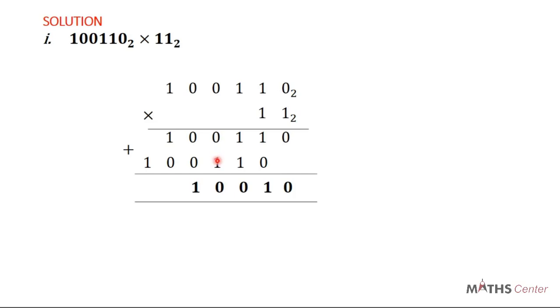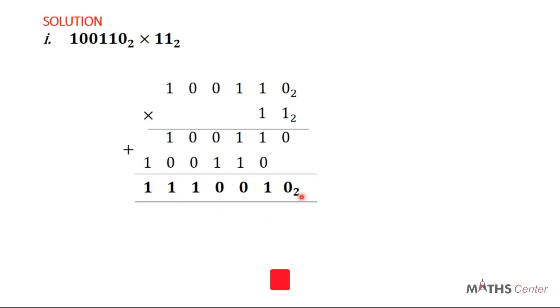So 1 plus 1 again gives us 2. 2 in base 2 is 1 remainder 0. So you write the remainder 0. You carry the 1 forward to this side. Here is already 0. So 1 plus this 0 here will give us 1. 1 in base 2 is 1. Now we come here, 1 plus 0 will give us 1. 1 in base 2 is 1. Then we already have 1 here, so 1.